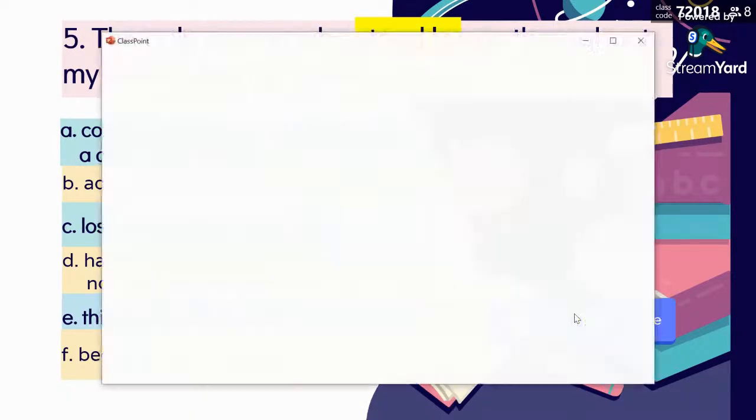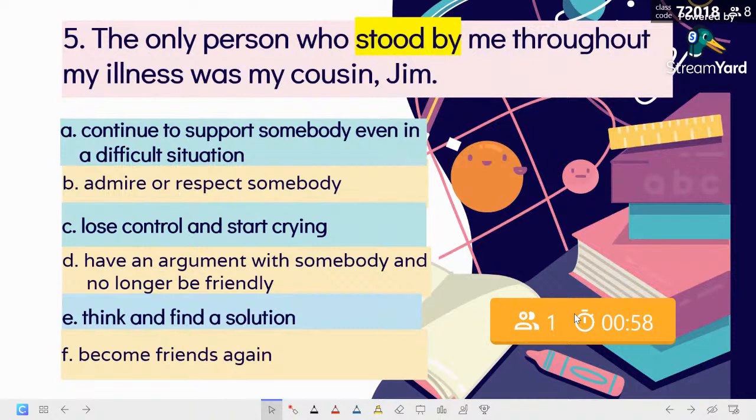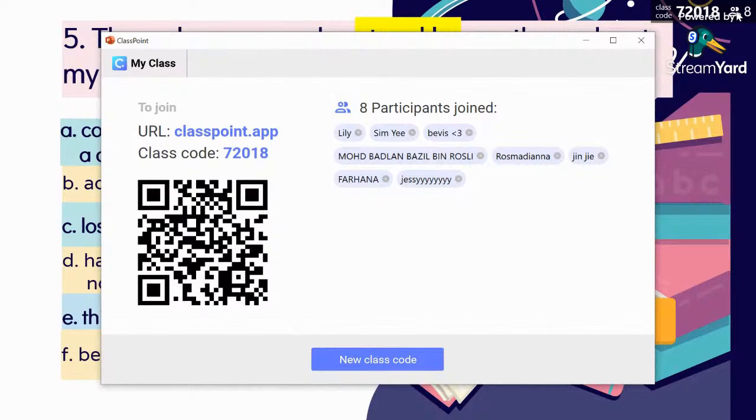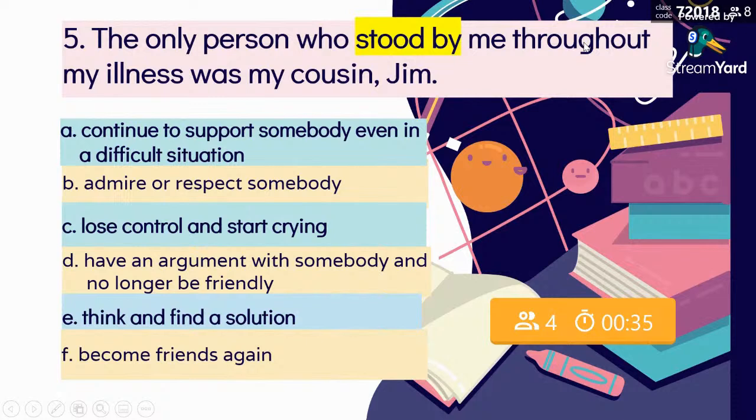All right, start. The only person who stood by me throughout my illness was my cousin, Jim. Stood by me. Okay, now there are 8 actually joined. Okay, there are 8, huh? Okay, let's see who's the 8. Oh, Jessie. Okay, good. Okay, 5, 30 seconds, 6. Alright, stood by me. I think you all know what's the meaning of stood by me.